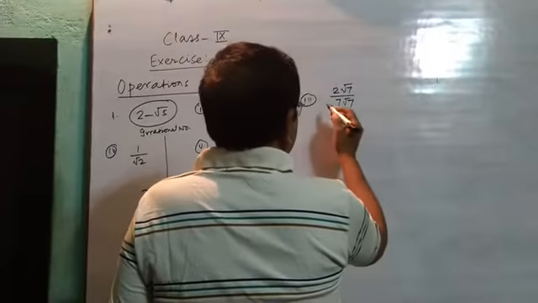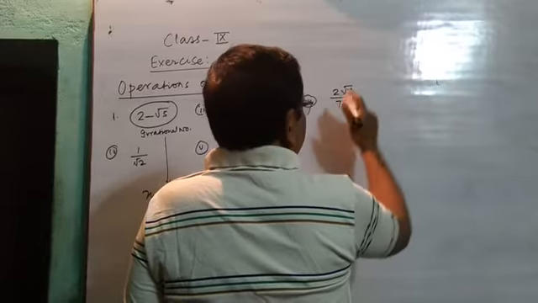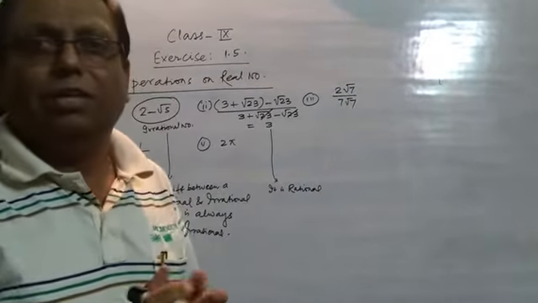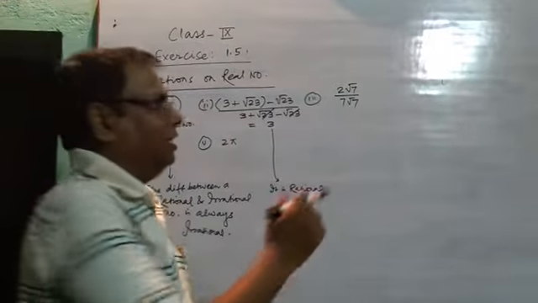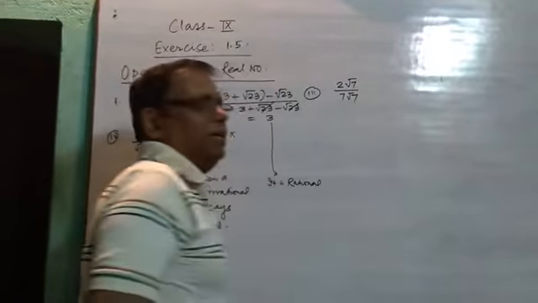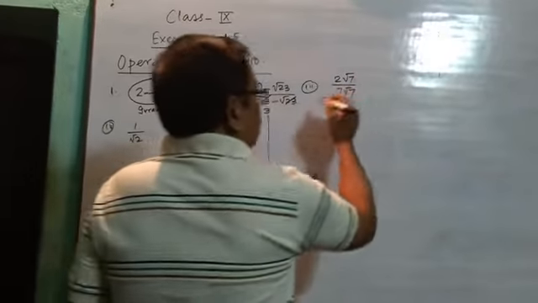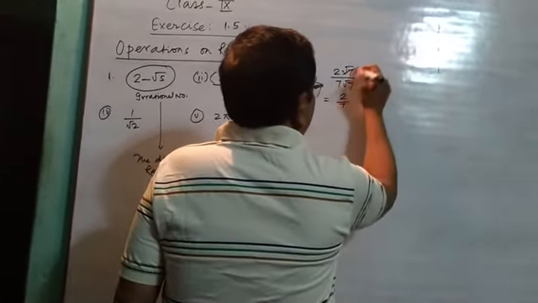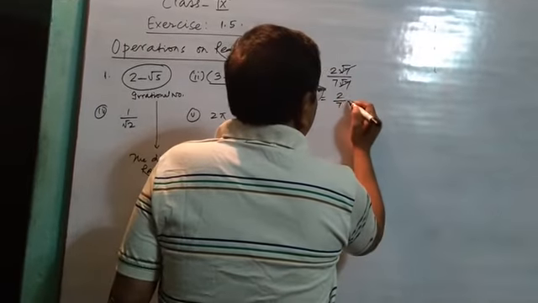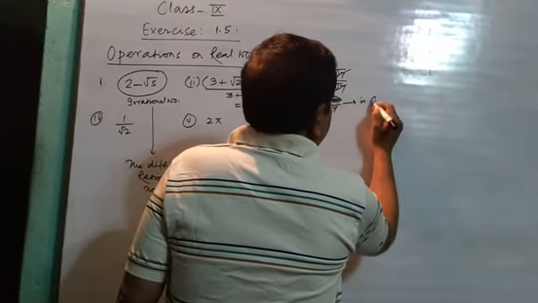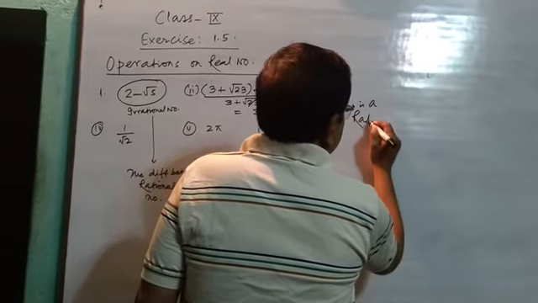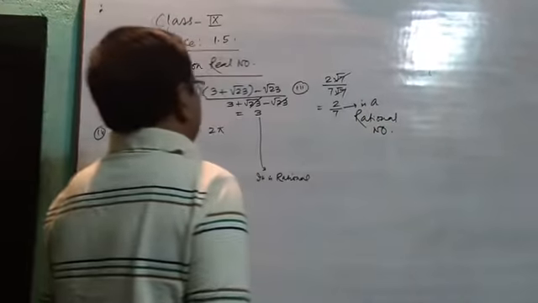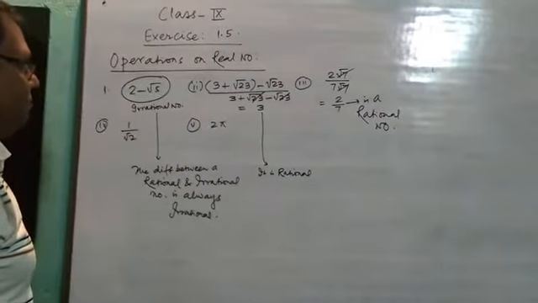Come to question number 3. 2 root 7 is an irrational numerator and 7 root 7 is an irrational denominator. But the irrational parts in the numerator and denominator are the same, so they can easily be cancelled out and we can write it as 2 upon 7. And 2 upon 7 is a rational number. So these are the first 3 questions I have done.